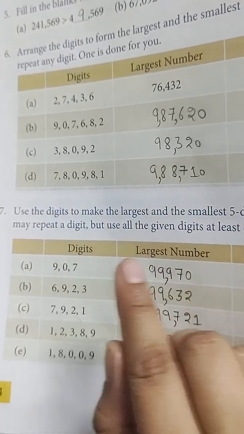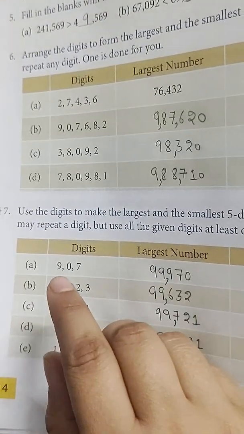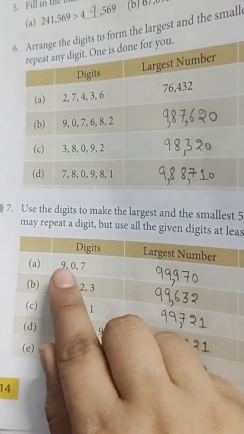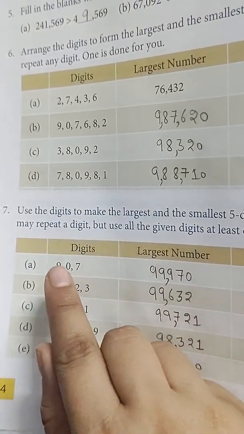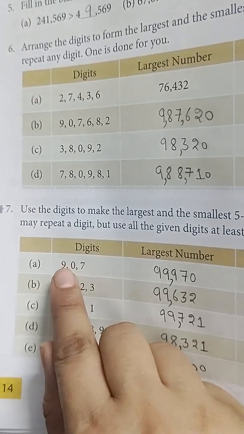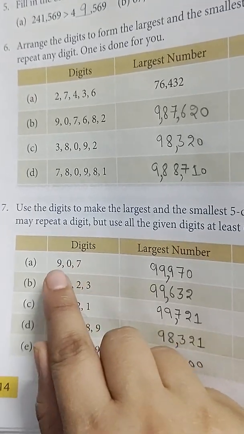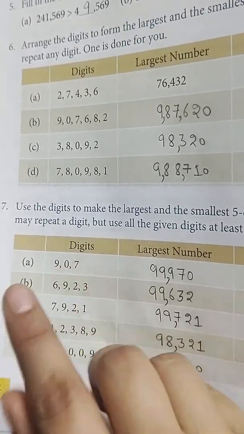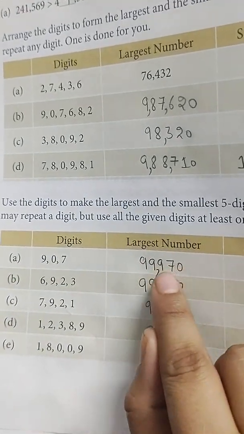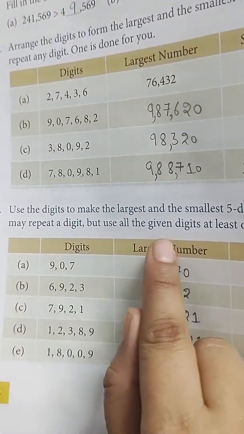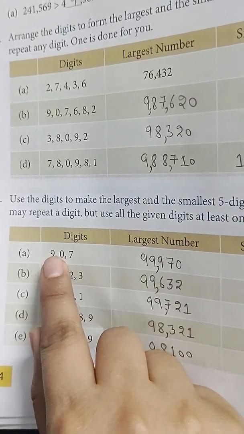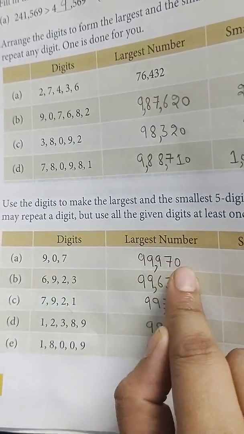So for making the largest number, always repeat the biggest digit. 9 is the biggest digit, so you can repeat it here: 9970, okay, 9997, 0. So it will be the 5 digit number 99970. To make the largest number, you have to repeat the largest digit.